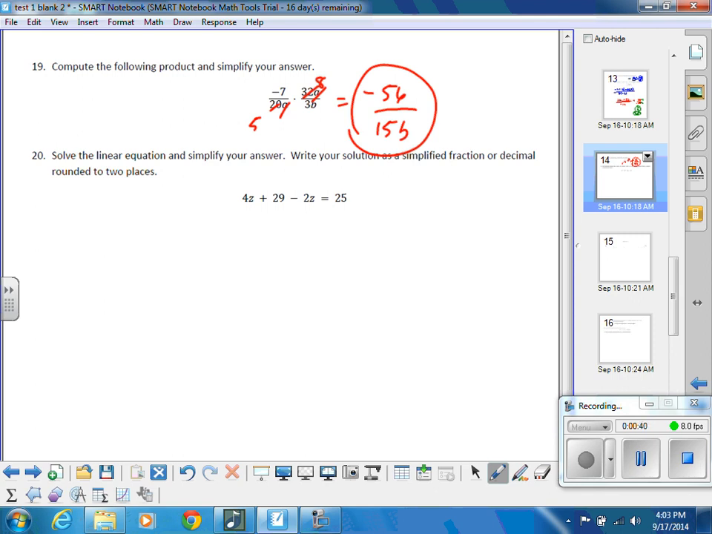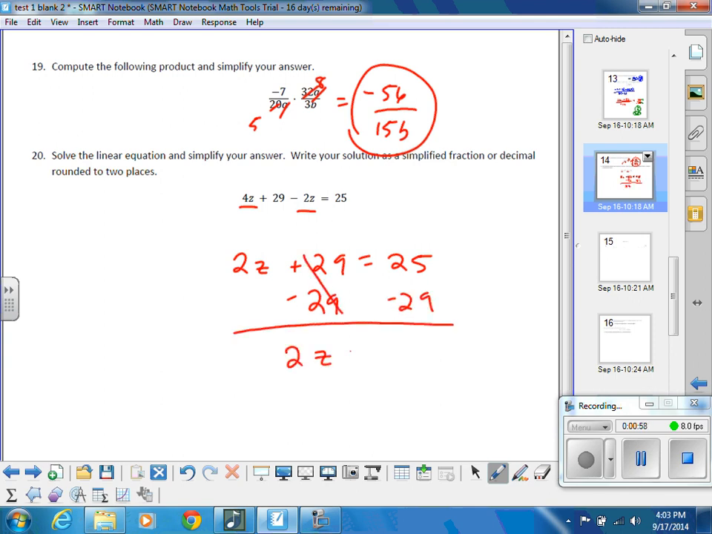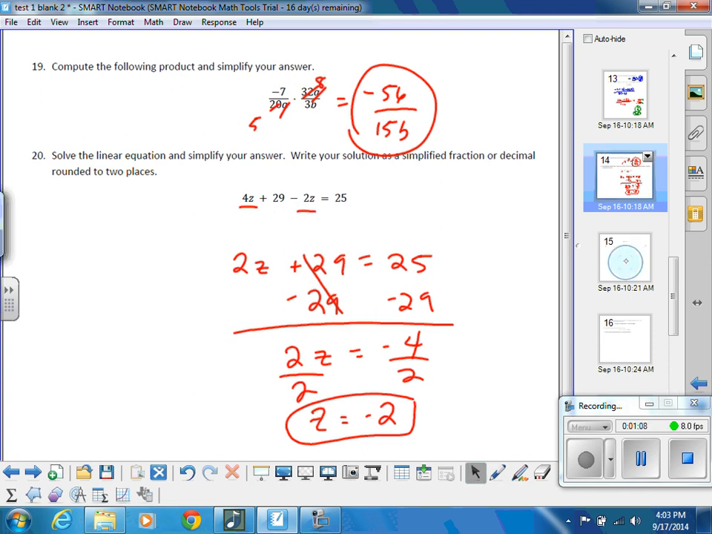Now the next one, before I go ahead and solve this linear equation, I notice I have some like terms I can combine right there before I start moving anything. So I'm going to do 4z minus 2z to get 2z plus 29 equals 25. Now I'm just going to subtract the 29 on both sides, and I'm left with 2z is equal to negative 4. Now I divide, and I'm left with z is equal to negative 2. That is my final answer.